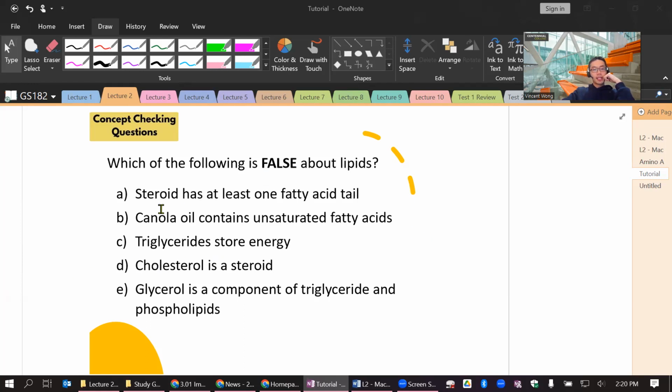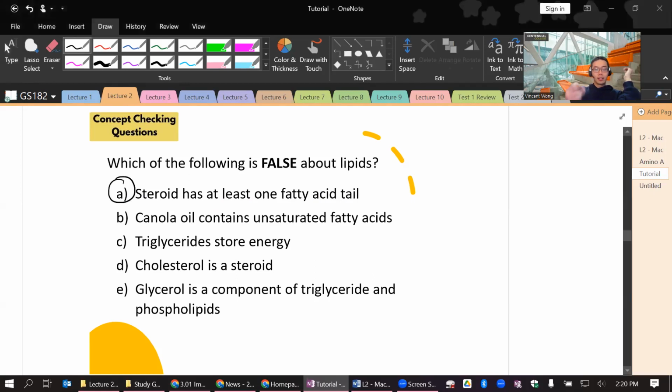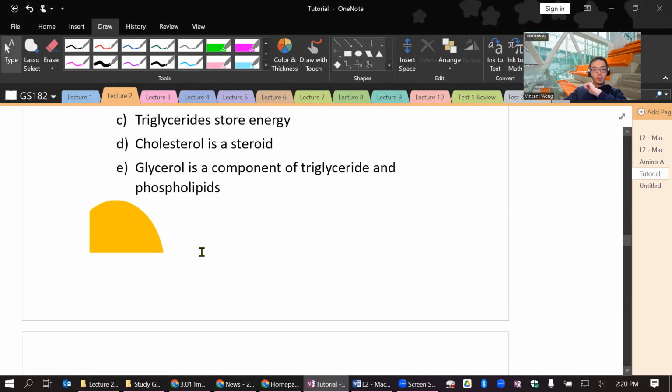So, false about lipids. Steroids has at least 1 fatty acid tail. That is the incorrect one. Steroids don't necessarily have a fatty acid tail. They have the 4 carbon rings, and everything else here is correct. A lot of people chose D. Cholesterol is a steroid. In fact, it's the base steroid that we use to make our hormones, like the testosterone and estrogen that we talked about.